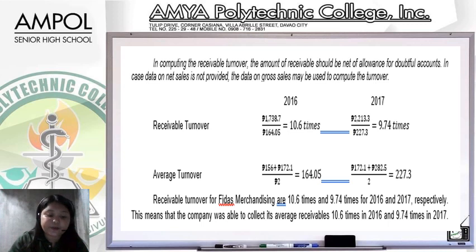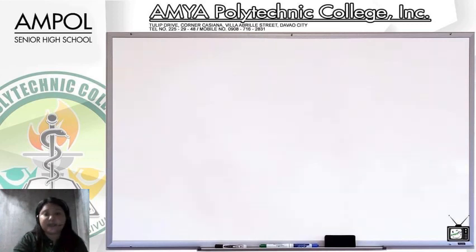Respectively. So this means that the company was able to collect its average receivables 10.6 times in 2016 and 9.74 times in 2017.